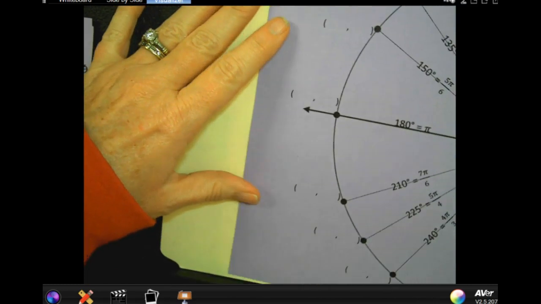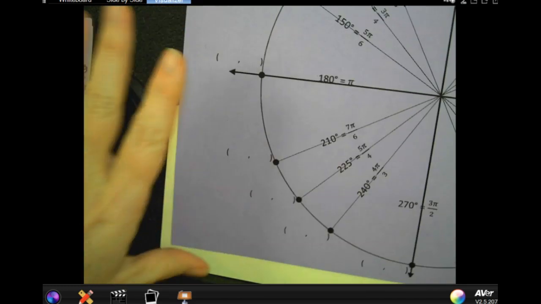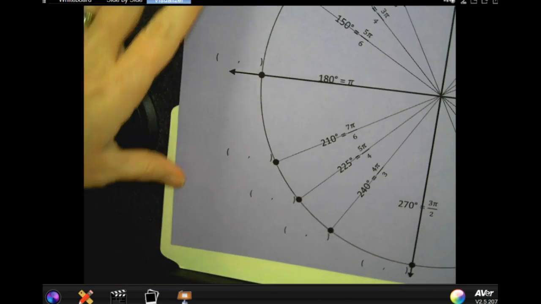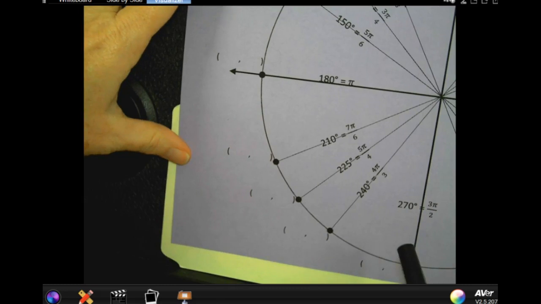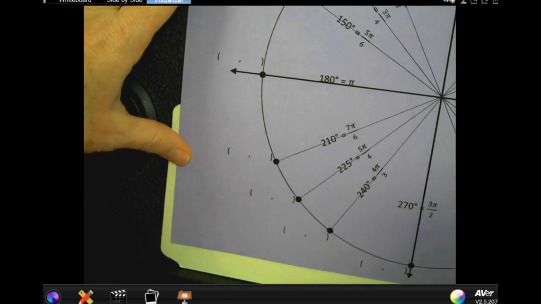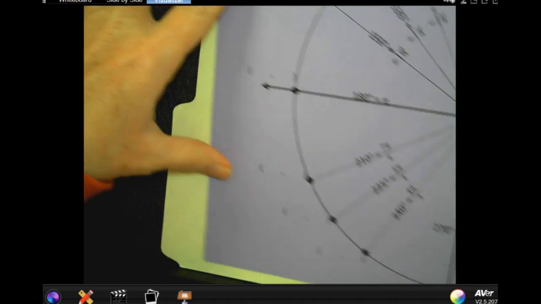You all ready? So I'm going to start in this corner right here, on your circle. So this is the unit circle, and we call it the unit circle because the radius of the circle is 1. So the r of the circle all the way around would be 1.